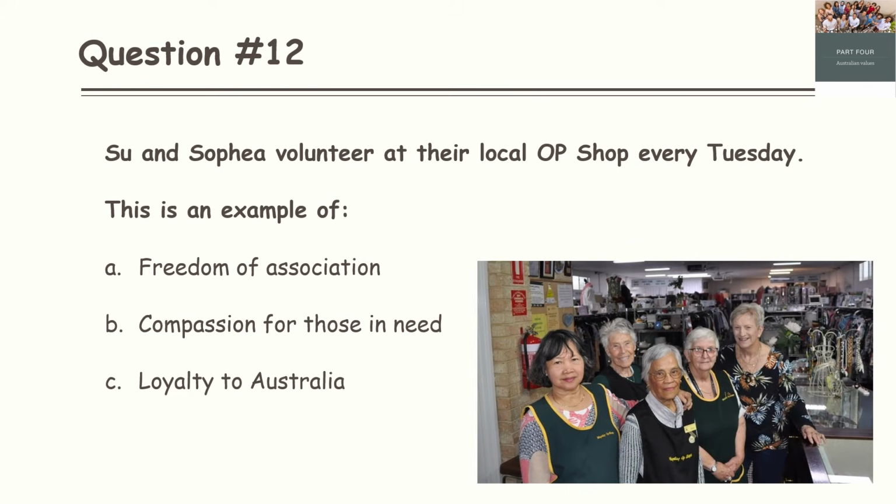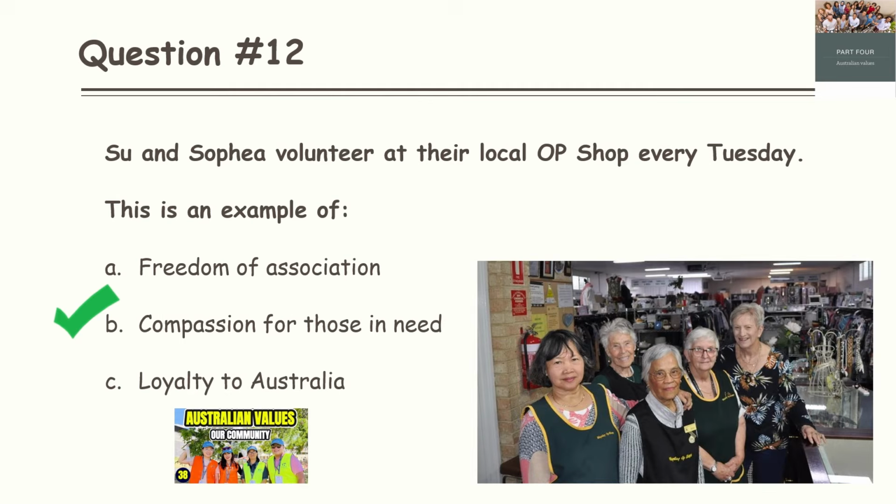This is an example of A. Freedom of association. B. Compassion for those in need. C. Loyalty to Australia. Volunteering is a great opportunity to share knowledge, learn new skills, and increase your integration into and sense of belonging to the Australian community. Volunteering to help in an op shop is an example of B. Compassion for those in need.